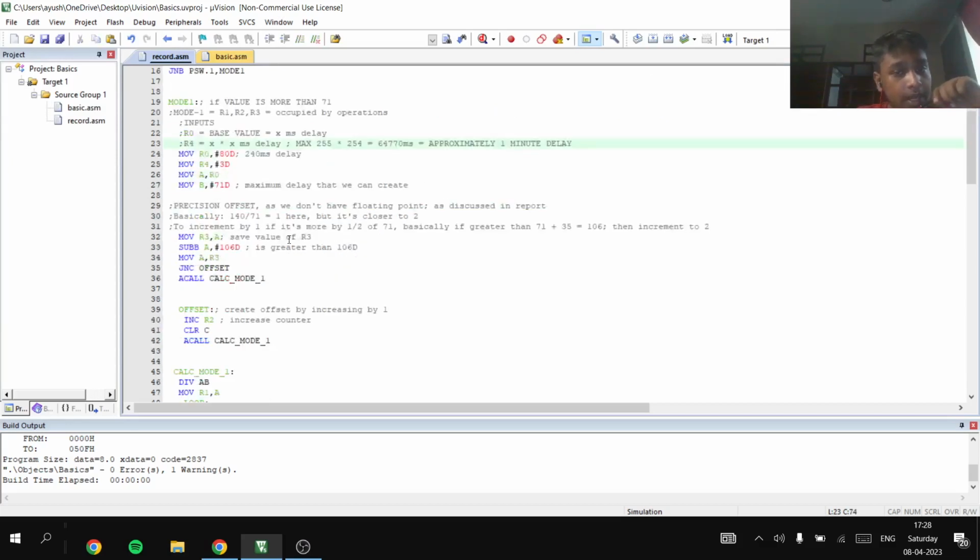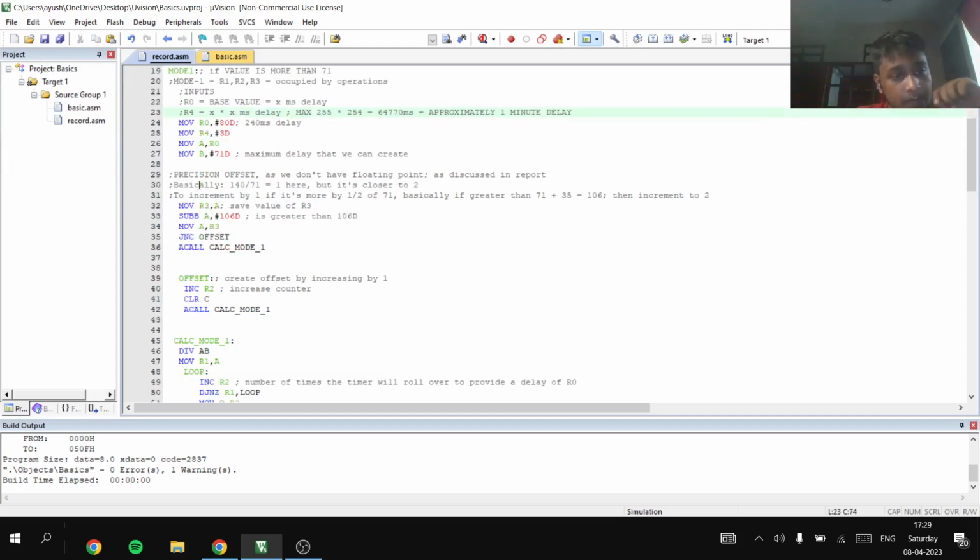The idea is pretty simple. We divide R0 by 71, and then R4 stands as your outer loop. But we do have one problem. Say you're dividing 140 by 71. Since it's an integer division, 140 by 71 will give 1, even though it's much closer to 2.